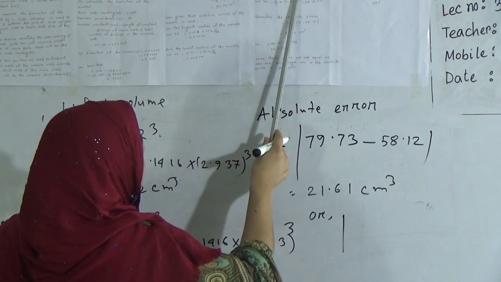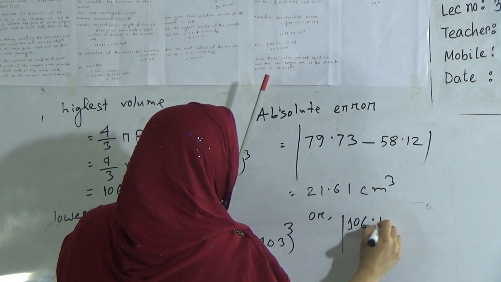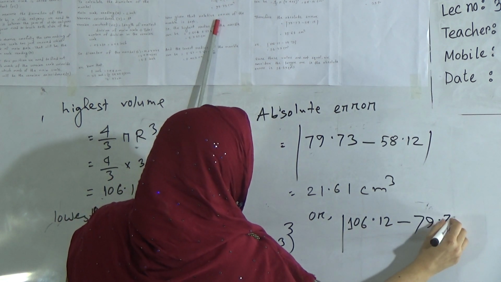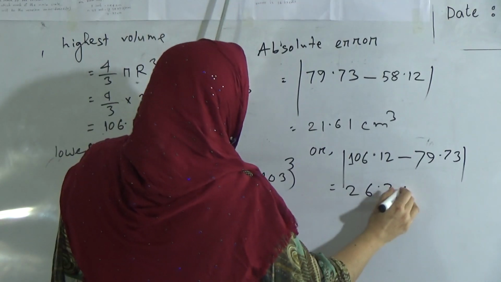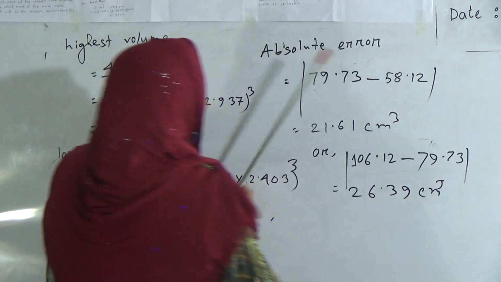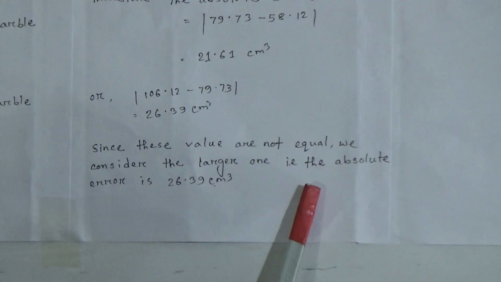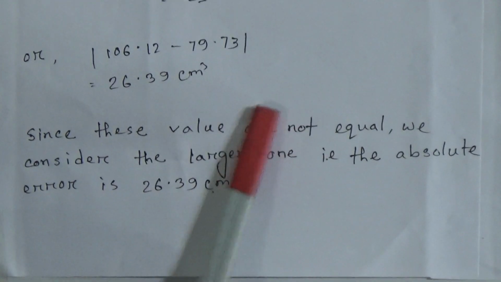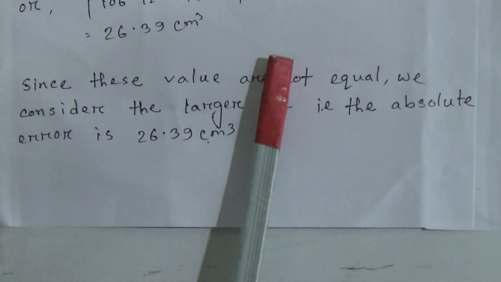Or we can do this. This is the highest volume, 106.12 minus 79.73, okay, it will be 26.39 centimeter cube. Okay, since these values are not equal, and we consider the larger one, that is, the absolute error is 26.39 centimeter cube. Okay, the absolute error is 26.39 centimeter cube.